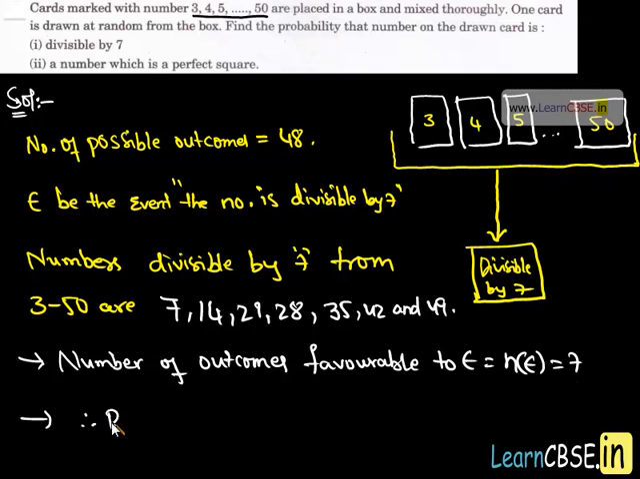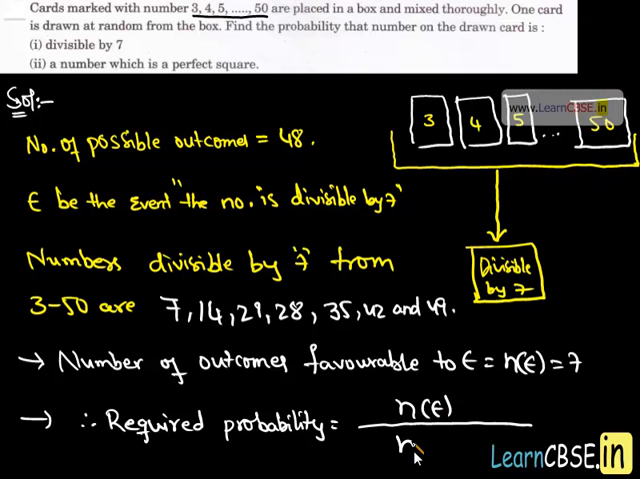Therefore, the required probability is the ratio of total number of favorable outcomes to the total number of all possible outcomes, that is n of E upon n of S, which is equal to 7 upon 48.